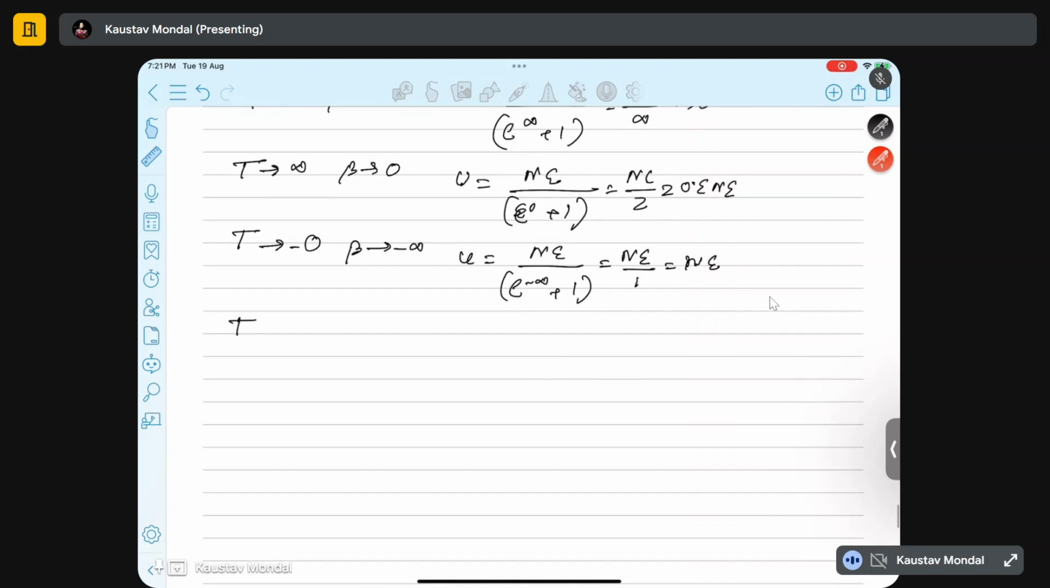The next is T tends to minus infinity. If T tends to minus infinity, beta tends to minus 0. So if beta tends to minus 0, the internal energy U would be simply n epsilon by e to the power minus 0 plus 1. E to the power minus 0 gives you the value 1, so 1 plus 1 gives you 2. So the internal energy will converge to the value 0.5 into n epsilon. Right? Here also it was 0.5 into n epsilon.